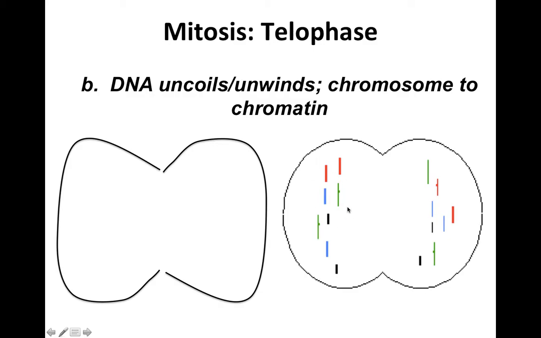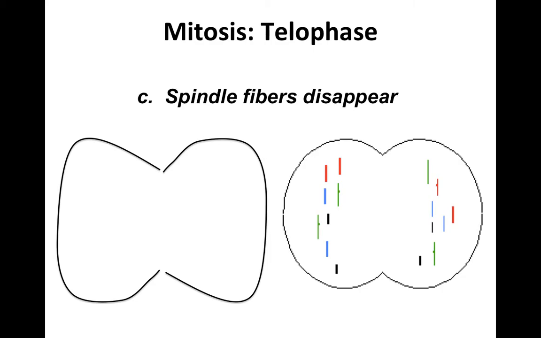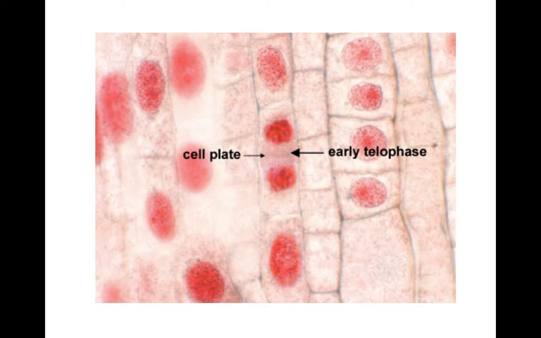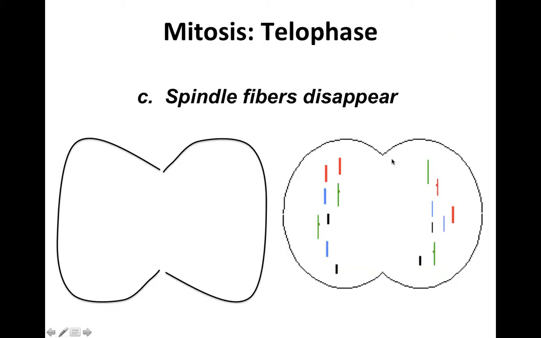And last but not least, the spindle fibers are gone. They've done their job. They went fishing, they separated them, now they can go away. So the spindle fibers disappear. Now, one thing that I hope I add up here is that the cell's going to start to pinch in, which is very obvious. Again, we call it the booty phase.